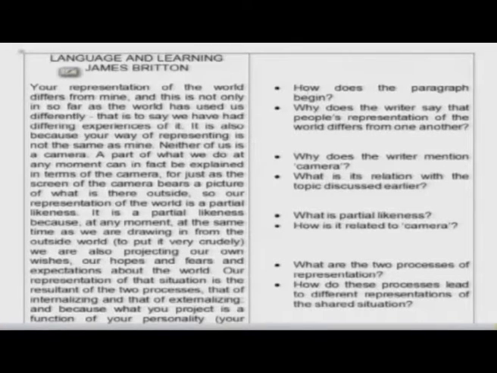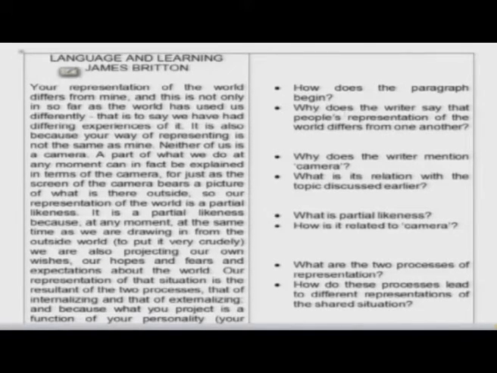We start from the beginning. So, how does the paragraph begin? If you look at how it begins with a statement, you understand that it is the main idea. The main idea of this particular section is that your representation of the world differs from mine. So, two persons' representations, they are never going to be the same. So, this is the point.